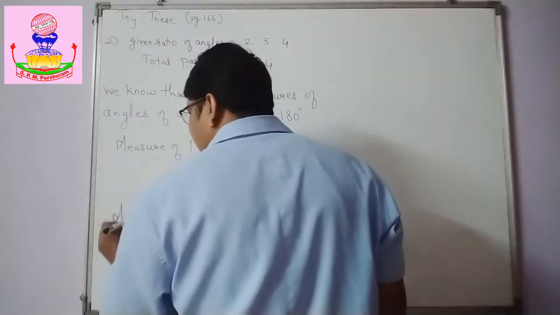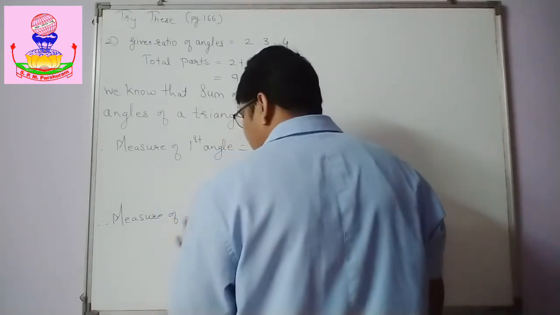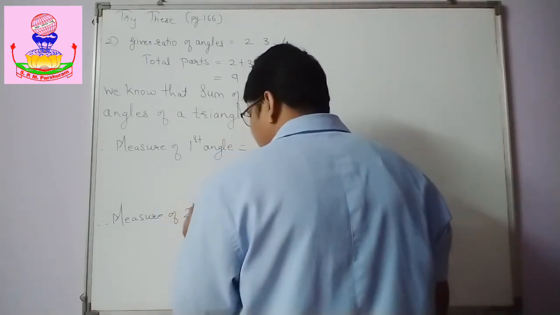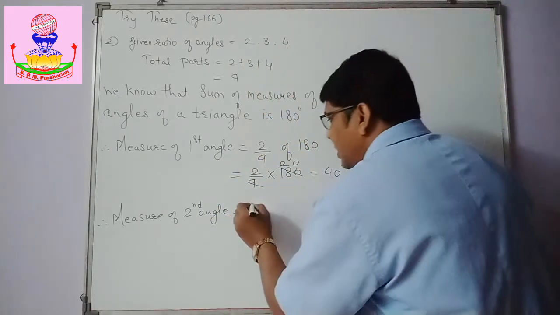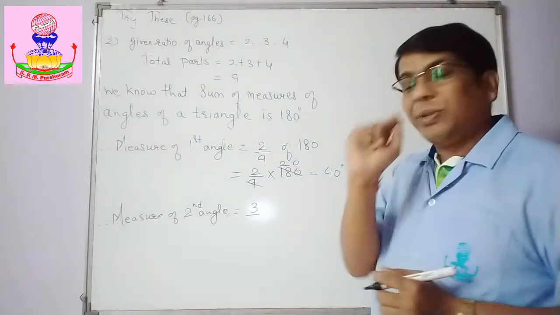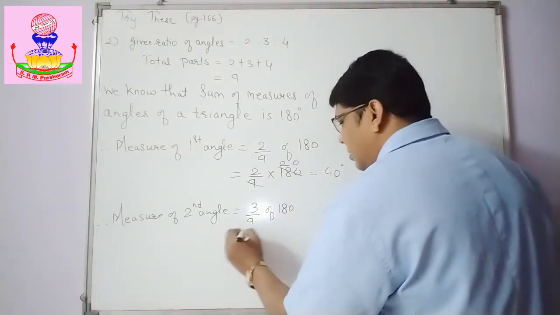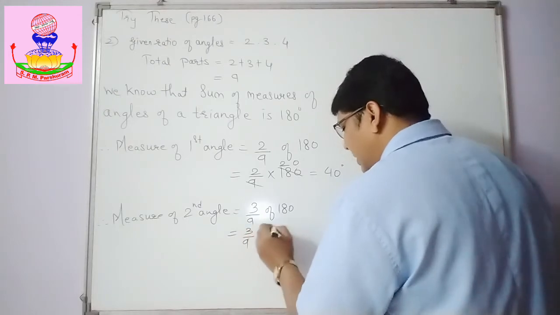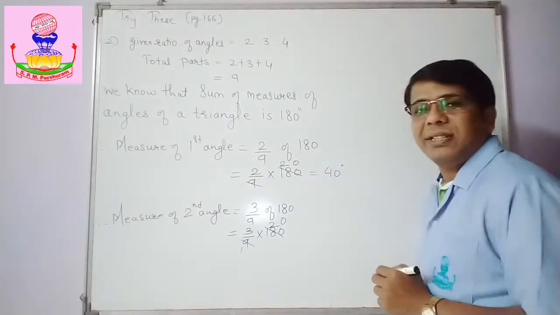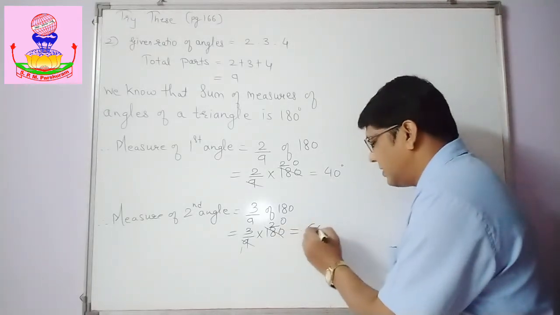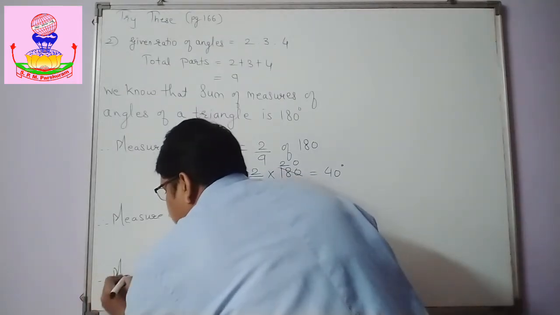Then the measure of the second angle. What is the second part? 3. So 3 upon total parts 9 of 180. So that is 3 upon 9 into 180. Right? 9 ones are 9, 9 twos are 18, 9 zeros are 0. Now 20 threes are 60 degrees. Okay? Then the measure of the third angle.